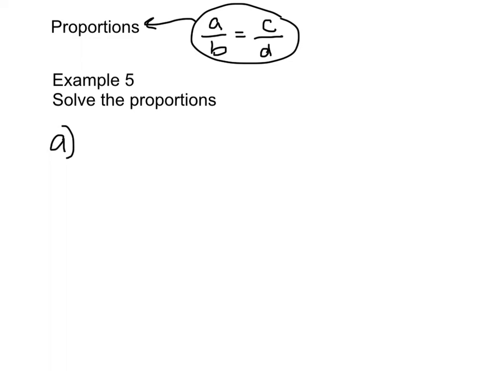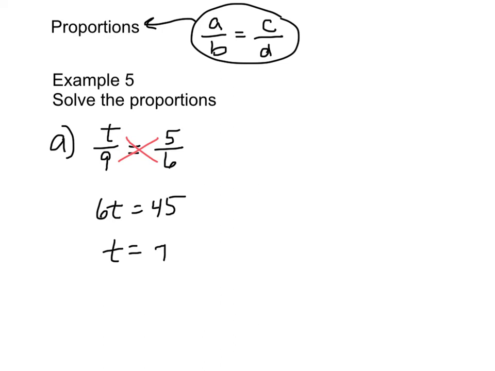So let's just go right into our examples. A, t divided by 9 equals 5/6. To solve this proportion, we cross multiply and take 6 times t and 9 times 5. 6 times t is 6t equals 9 times 5 is 45. We divide both sides by 6. 45 divided by 6 is 7.5, or 7 5/10.